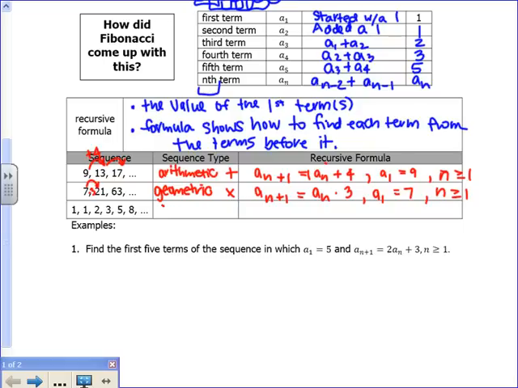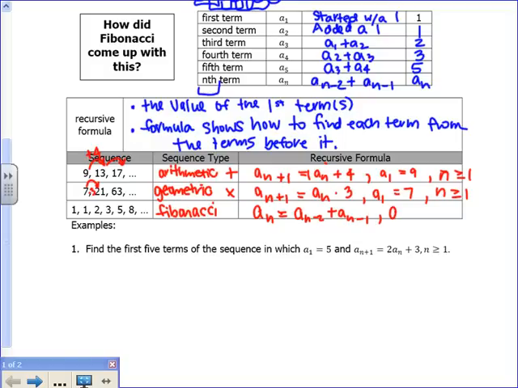Now Fibonacci is the last sequence type on this little chart here, and Fibonacci is his own kind of formula, or his own kind of pattern. How do we get from one to the next? Now we did already do this. We're going to write a sub n equals, we already wrote it up here, a sub n minus 2 plus a sub n minus 1, and that gives you your formula.